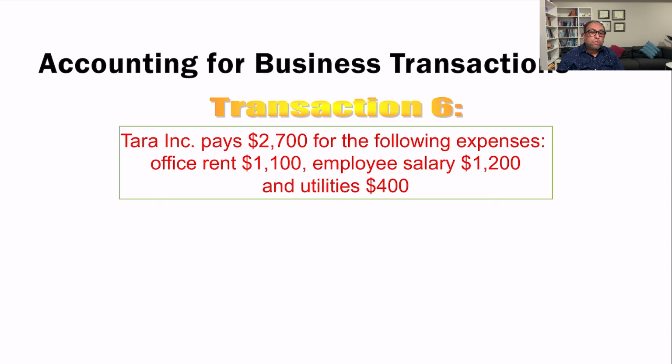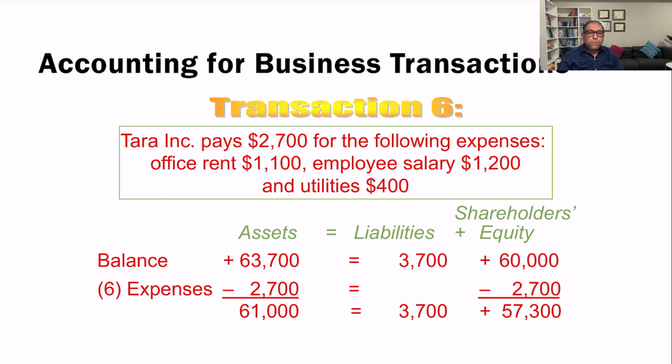The business collects 1,000 from a customer. So there is an accounts receivable that is going to reduce, and cash is going to increase. So you see here there is a 1,000 increase, and there is a 1,000 decrease, and there is no change.